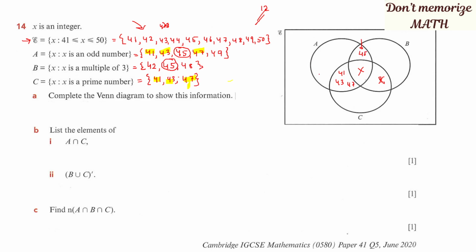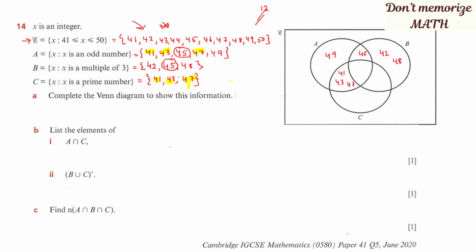Then inside circle A, you have the members of A. 41 is there, 43 is there, 45 is there, 47 is there, only 49 remaining. So you can write 49 here. Inside the circle B, 42, we haven't written that, 42 and 48. 45 is already here. Then inside circle B we wrote 41, 43 and 47, so that's all. So you can just erase everything else. Yeah, just erase them and make sure you are writing all the numbers with pencil only.